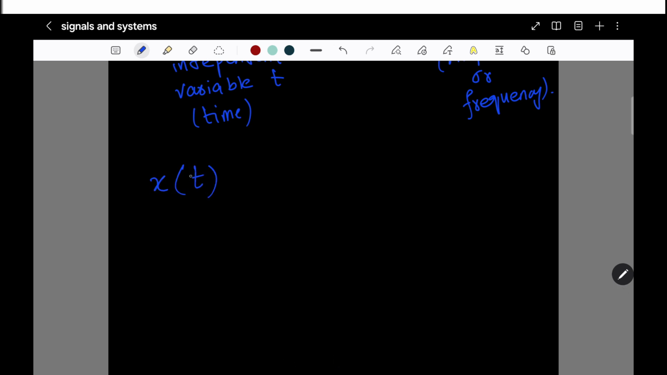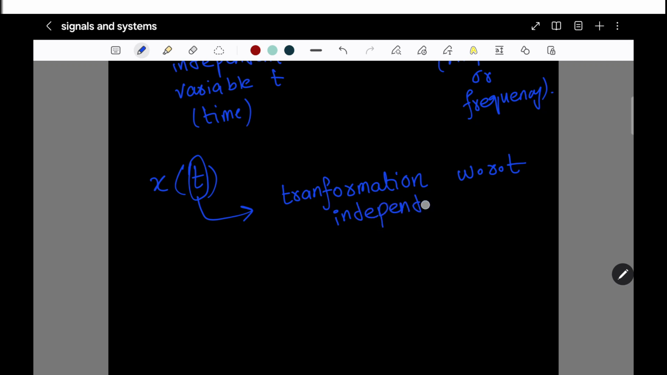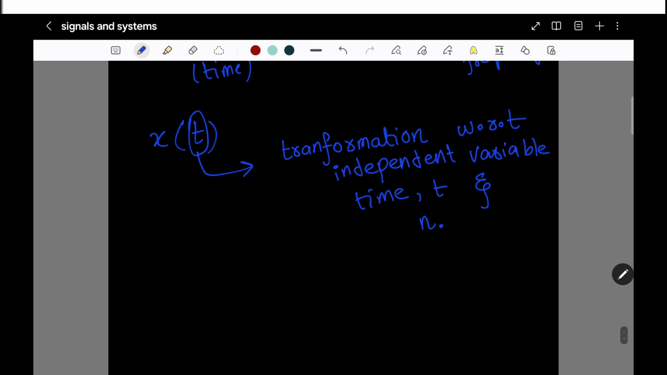So we have a signal x of t, and in this video we will talk about the transformation of the independent variable t. So it is like the transformation with respect to the independent variable, which is time t, and in terms of discrete time signals it is n, which is the samples.